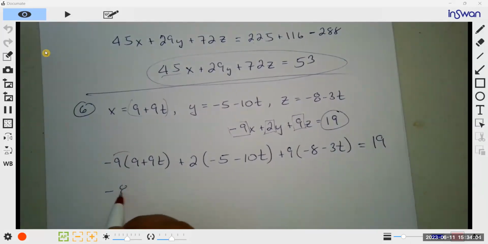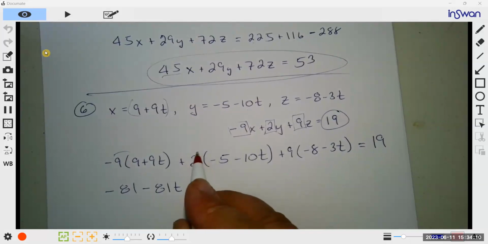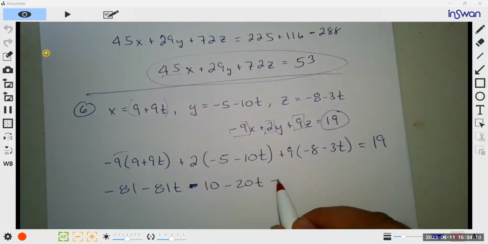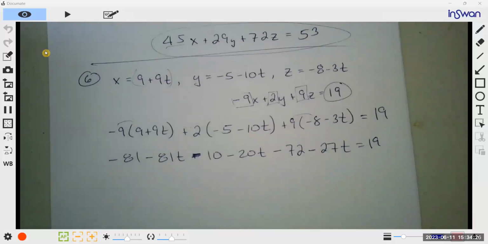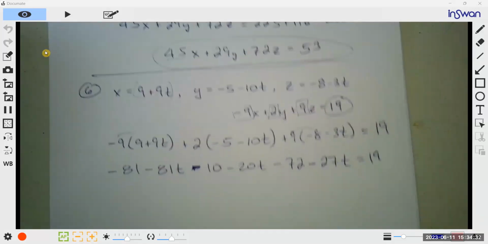So -81, -81t, -10, -20t, -72, -27t equals 19. Because here what we're going to do is find out what t is. Once we find out what t is, then we plug it back in here, and then we have our point.